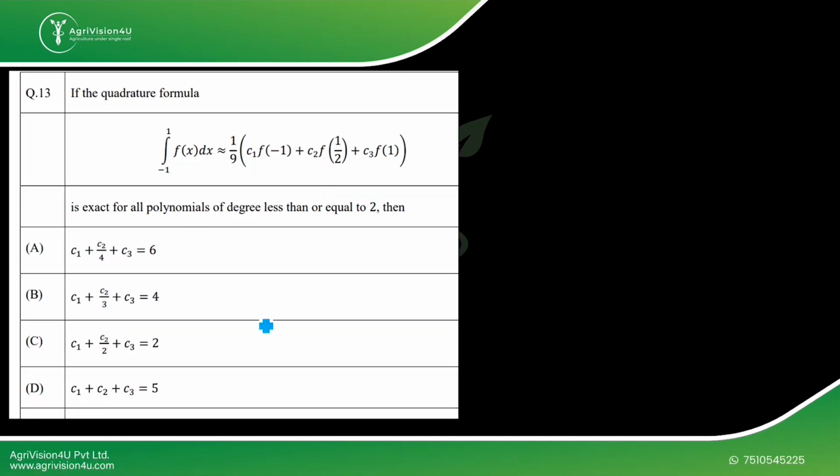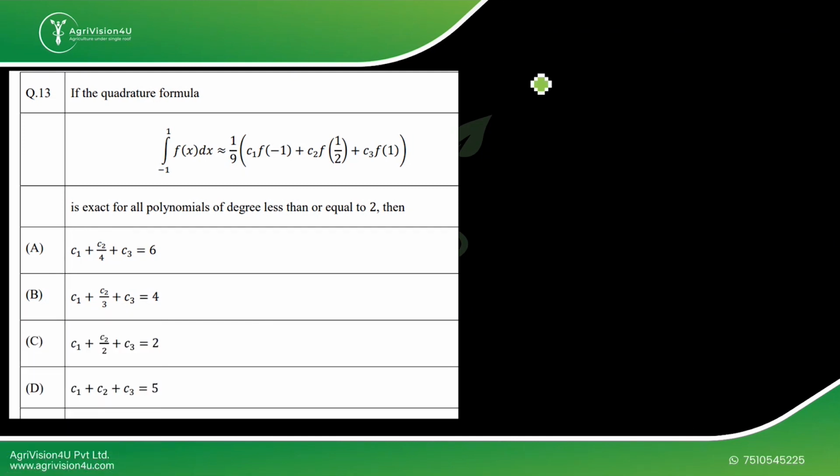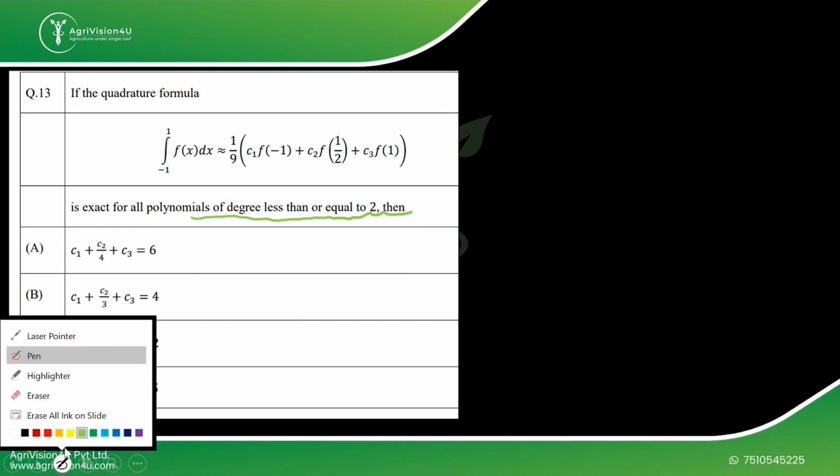Okay. Now let's solve the third question of mathematics. So this is the quadrature formula that is given to us, and let's read the question first. If the quadrature formula that is given to us is exact for polynomials of degree less than or equal to, then you have to calculate which of the following relations will hold true.